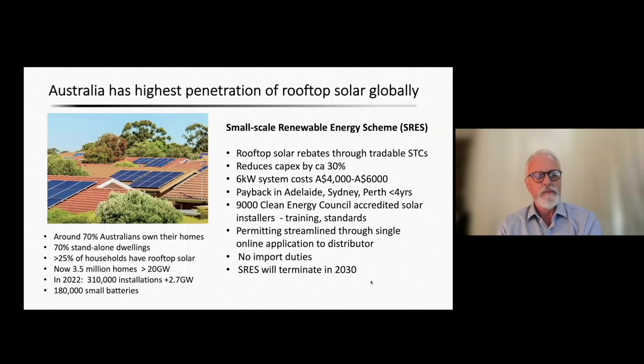3.5 million homes around the country, around 20 gigs. In 2022, they added about 2.7 gigawatts. So I know these numbers in Australia seem very large, but if you think of the number of PV panels imported into South Africa last year, it's of this order of magnitude.